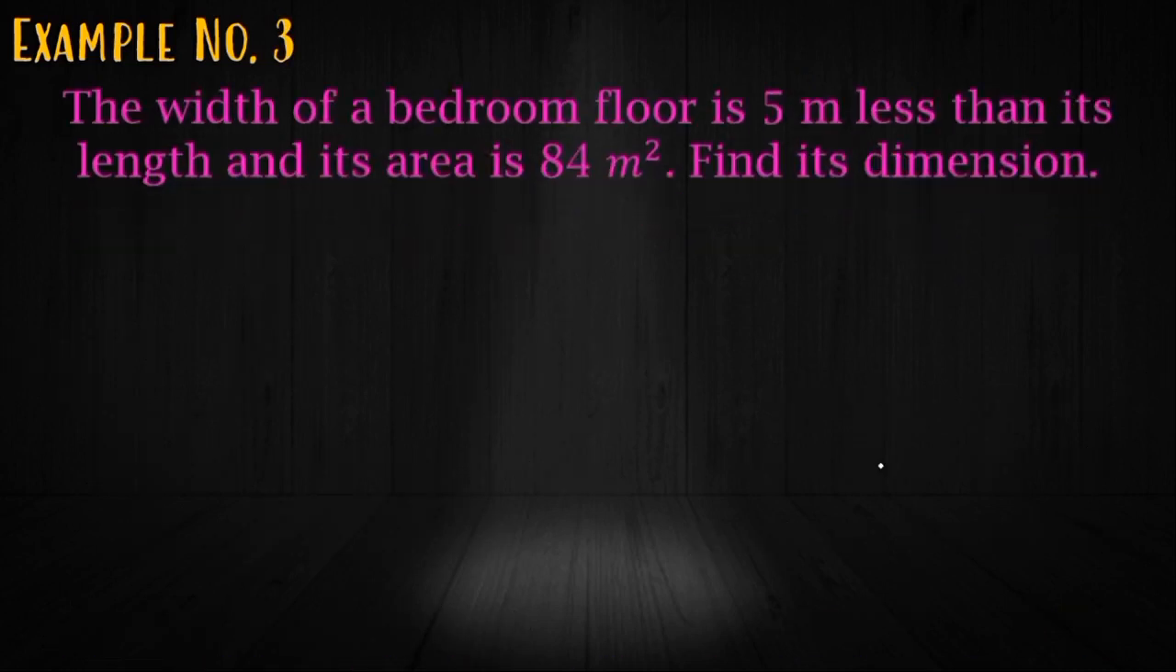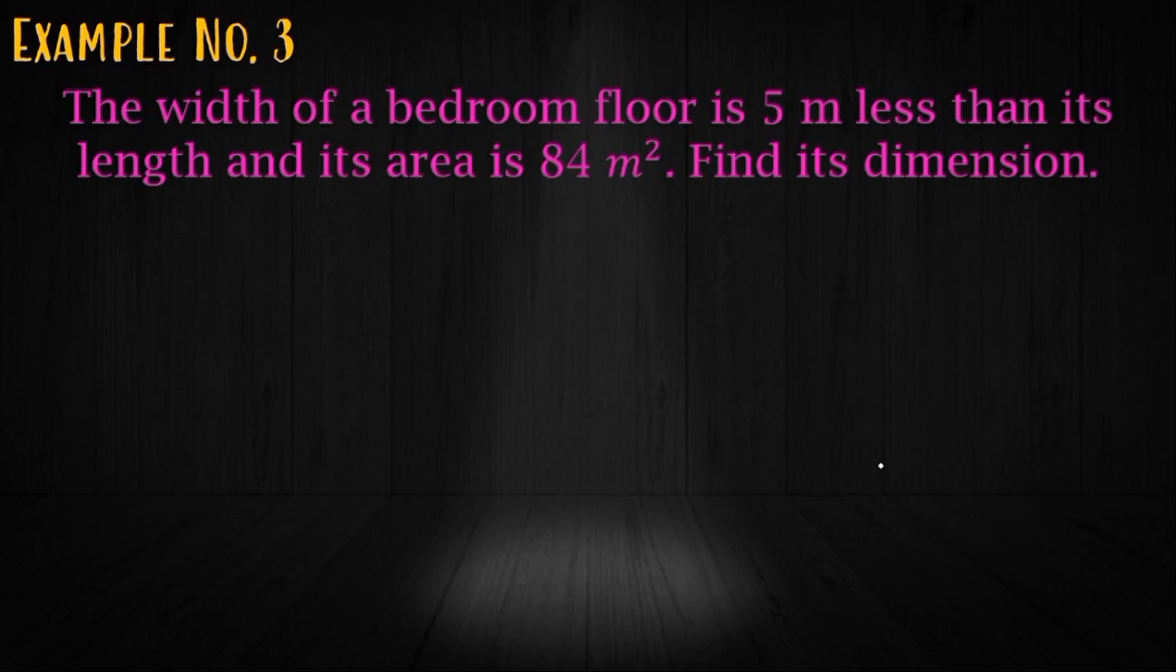Let's now have the word problem. The width of a bedroom floor is 5 meters less than its length, and its area is 84 meters squared. Find its dimensions. When we say dimension, it is the width and the length. So therefore, since this is a bedroom floor, we conclude that the shape mentioned here is a rectangle.